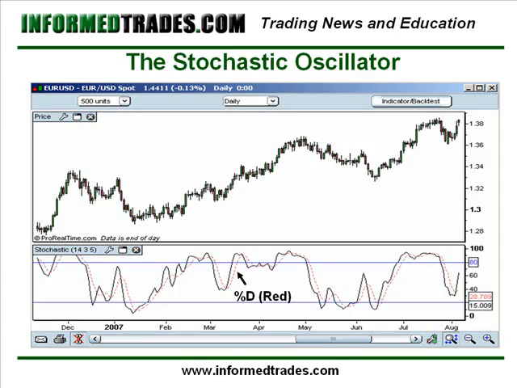The %D line is very simply a 5-period simple moving average of the %K line, and it acts to smooth out the price action of the indicator and slow it down a little bit. It also acts as a signal line for the faster %K line, which we're going to learn about later in this lesson. It's a banded oscillator just like the RSI, so it fluctuates between 0 and 100, and the upper end of the range is marked by a line at 80, and the lower end of the range is marked by a line at 20.